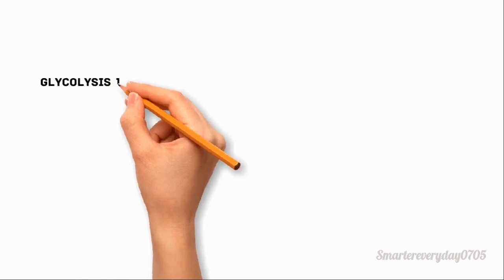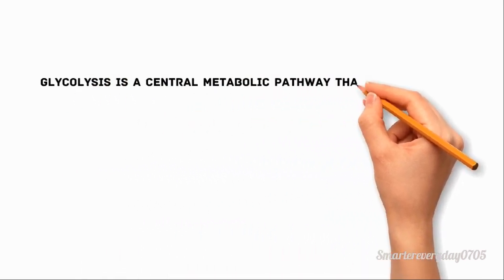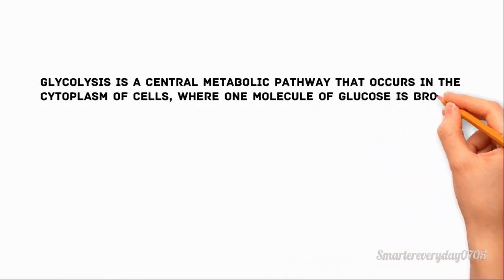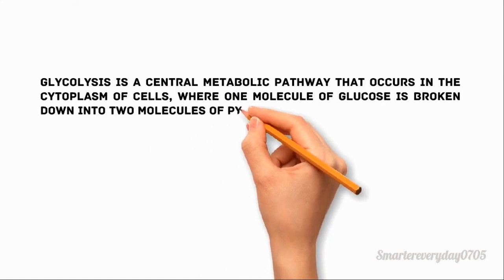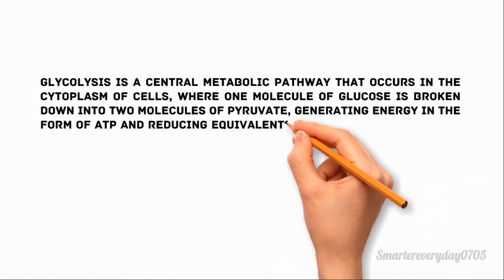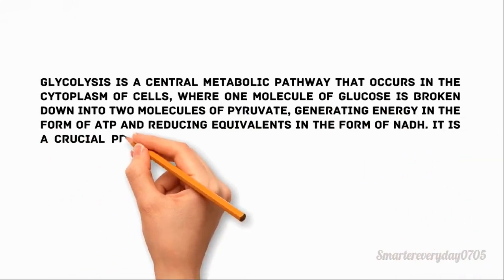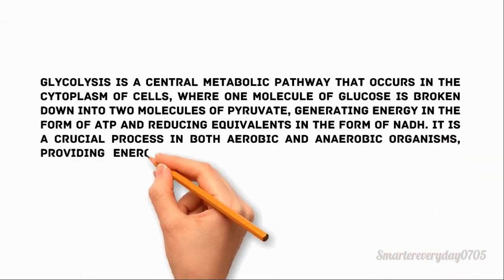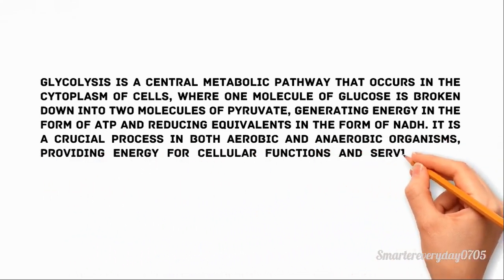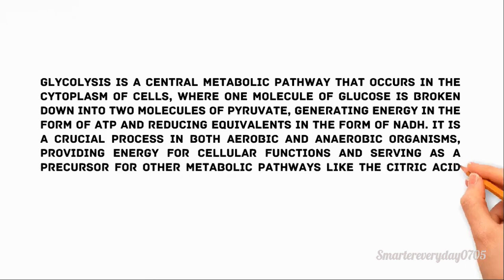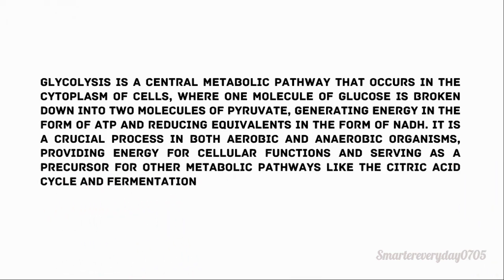Glycolysis is a central metabolic pathway that occurs in the cytoplasm of cells, where one molecule of glucose is broken down into two molecules of pyruvate, generating energy in the form of ATP and reducing equivalents in the form of NADH. It is a crucial process in both aerobic and anaerobic organisms, providing energy for cellular functions and serving as a precursor for other metabolic pathways like the citric acid cycle and fermentation.